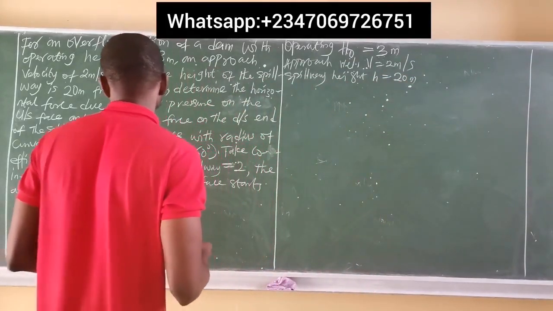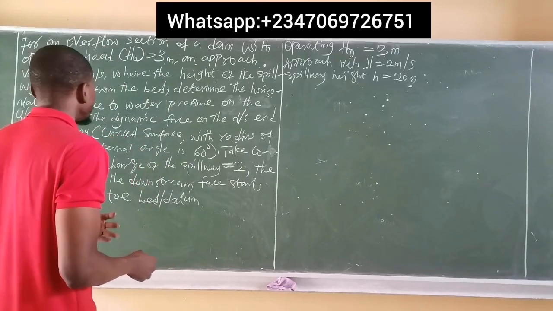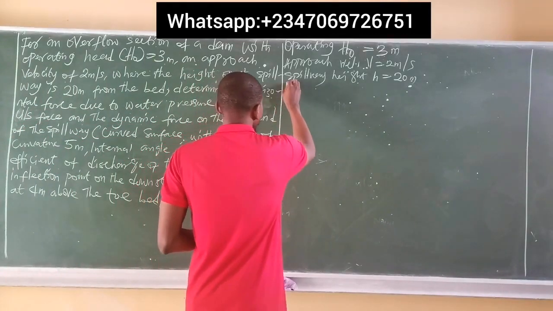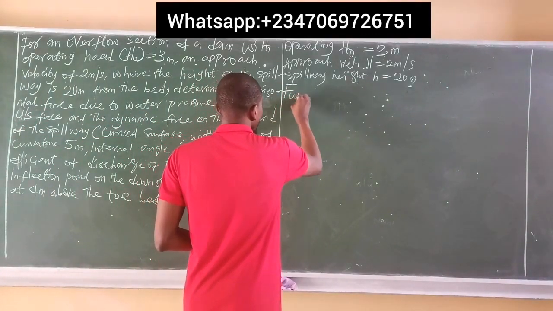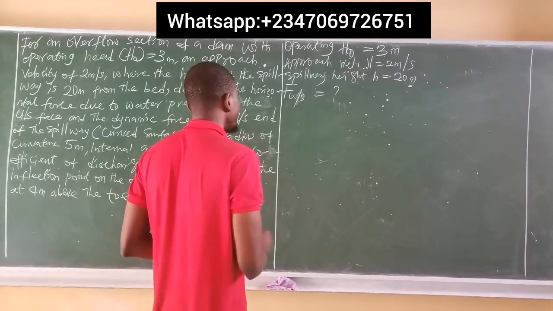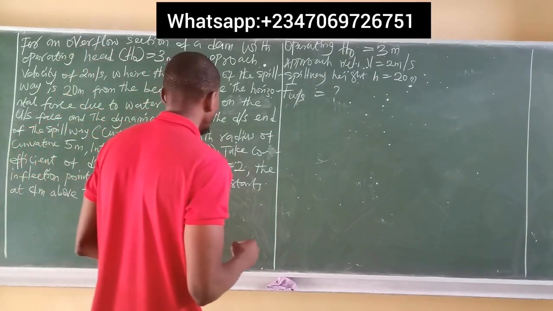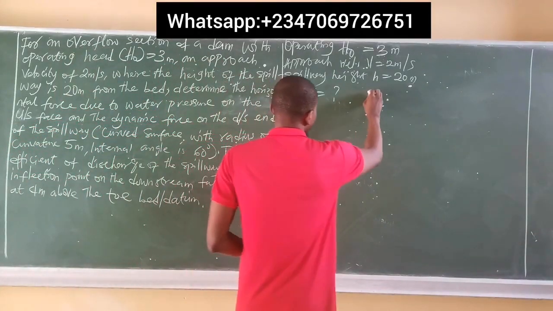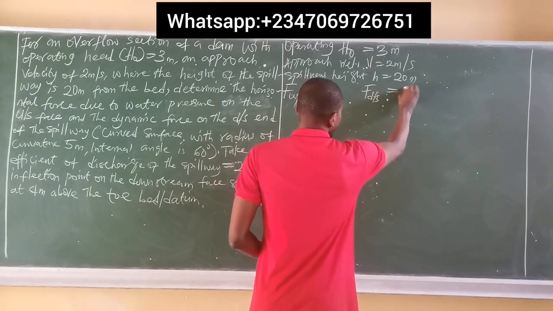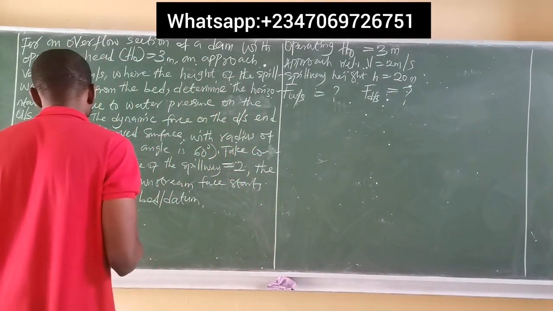Now, from the bed datum, determine the horizontal force due to water pressure on the upstream surface. So we are to find the upstream force. Simply use F US. Upstream pressure force is unknown, and the dynamic force on the downstream end. So we're also to find the downstream force. Let's use F D for that. Also unknown. Dynamic force due to the downstream end of the spillway.